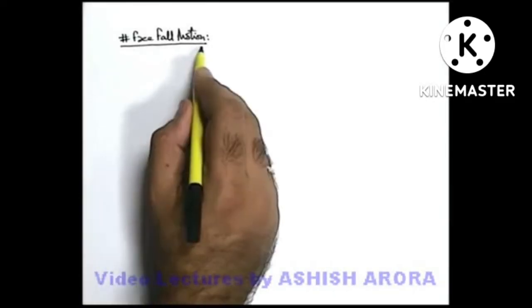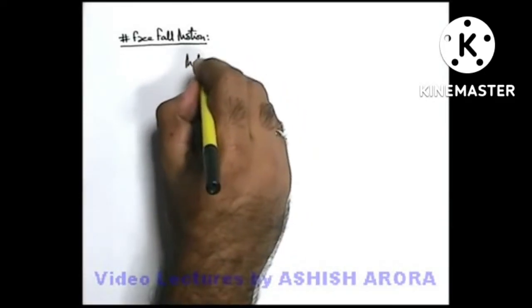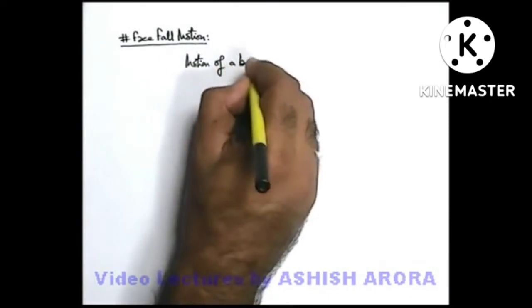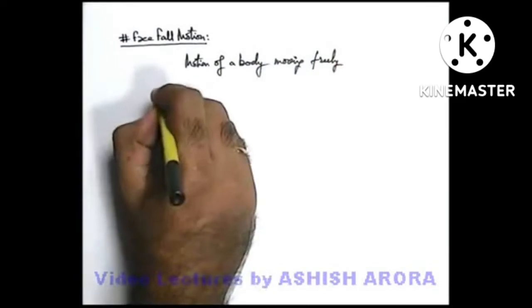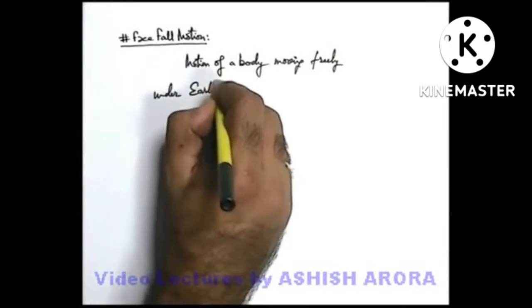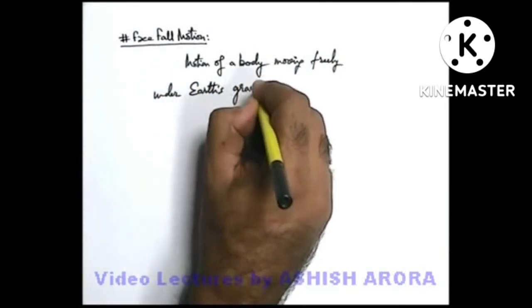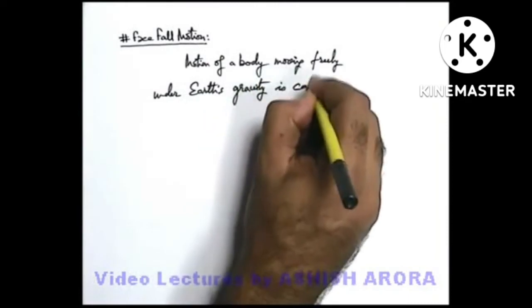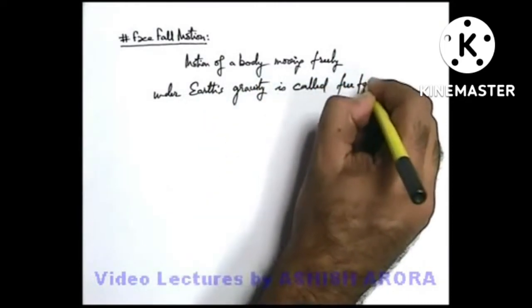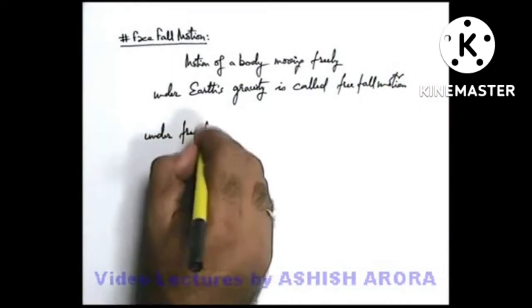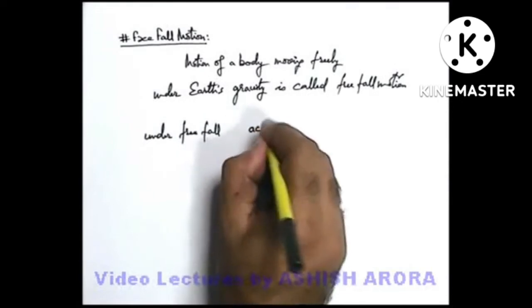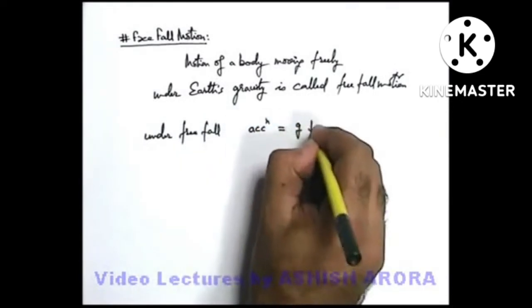Now we'll study free fall motion. We can simply state that the motion of a body moving freely under Earth's gravity is called free fall motion. When we talk about free fall motion, we can simply state that under free fall, acceleration is always taken as g in the downward direction.